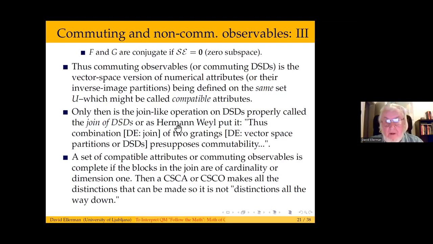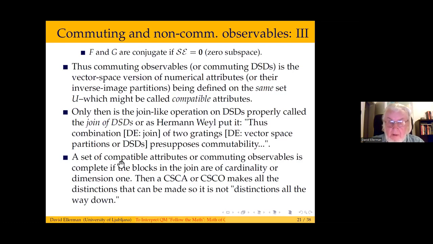Now, this join-like operation: Hermann Weyl really understood all this pretty well, and I'll give a number of quotes from him. He calls a partition in the set sense, or a partition in the vector space sense, namely just a direct sum decomposition, a grating, like a cheese grating or something. And he says that the combination of two gratings presupposes commutativity, and so it does. If you take the join of the two direct sum decompositions and it doesn't span the whole space, you don't have a join operation. You've got some kind of pseudo join or proto join. So if you really want to combine them, you have to presuppose commutability. So that was in Weyl.